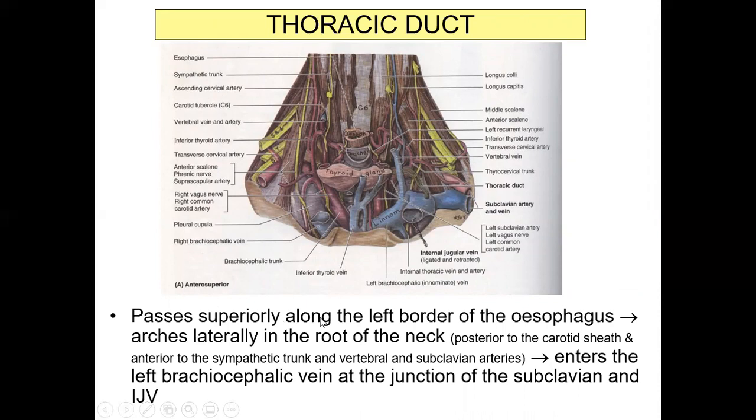It passes superiorly along the left border of the esophagus and arches laterally in the root of the neck. It enters the left brachiocephalic vein at the junction of the subclavian vein and the internal jugular vein. So it enters into the brachiocephalic vein.